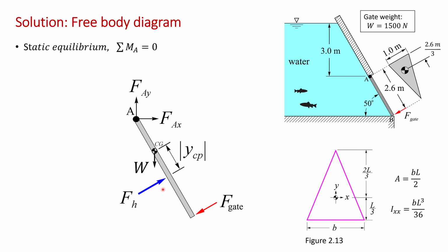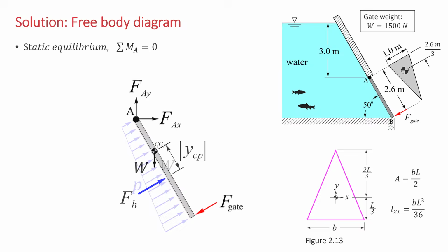In these types of problems, the pressure distribution is replaced with a single equivalent hydrostatic force, FH, located at what's called the center of pressure. FH acts a distance YCP from the centroid of the triangular gate. You've probably seen this approach in other courses in, for example, beam stress analysis, where a ramped distributed load is replaced by an equivalent point load.